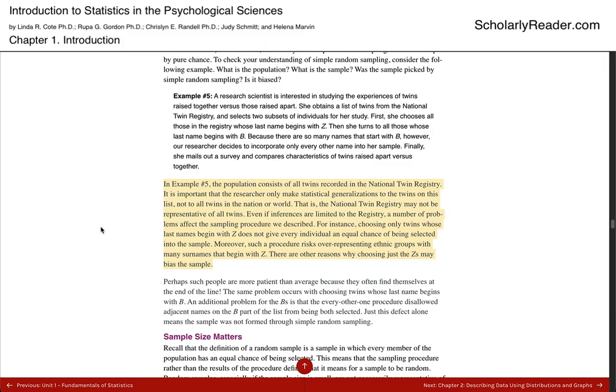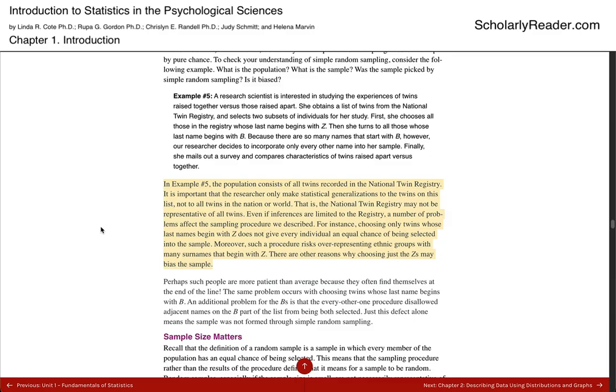In this example, the population consists of all twins recorded in the National Twin Registry. It is important that the researcher only makes statistical generalizations to the twins on this list, not to all twins in the nation or world. That is, the National Twin Registry may not be representative of all twins.